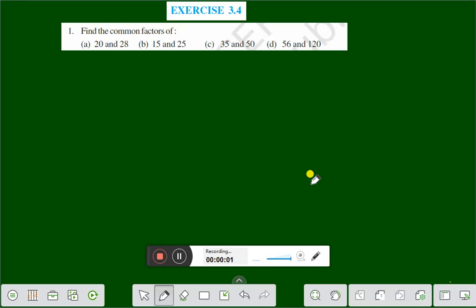Hello friends, today we shall discuss exercise 3.4 question number 1. Find the common factors of, that is C, 35 and 50. This is question number C, that is 35 and 50.